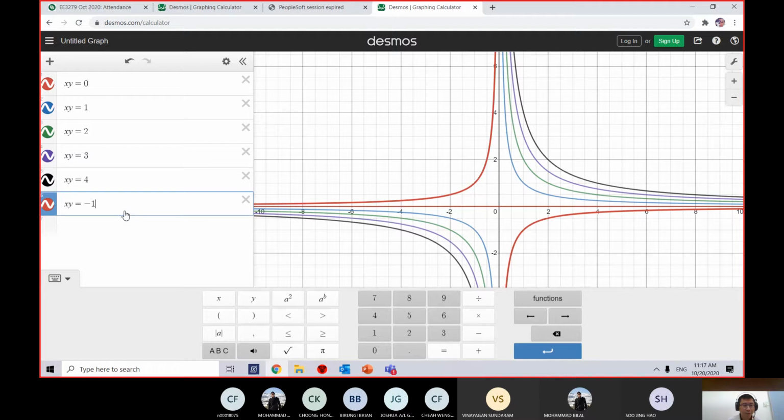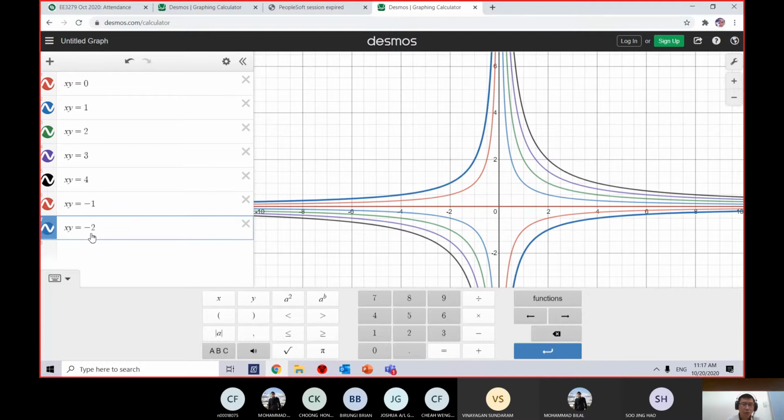xy equal to -1. You will see it appear on the diagonal section of the graph. So xy equal to -1, it appeared here. I'll show you using my mouse pointer here. And let's try another one, xy equal to maybe -2. You will see this shape, and so on.